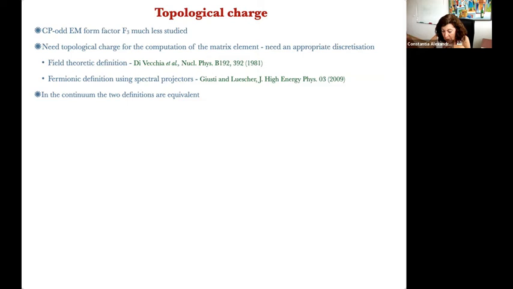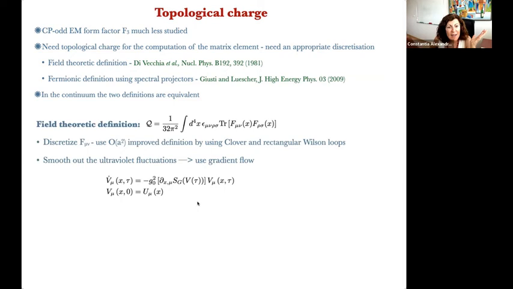So I will go somewhat fast here. So this is the field theoretic definition. I discretize this field tensor here using some kind of discretization that we know. We do a smoothing of the ultraviolet fluctuations, and we use a gradient flow here because this has nice normalization properties. Already Massimo mentioned this. So this is what we use. It doesn't matter. We solve this equation and we do that.